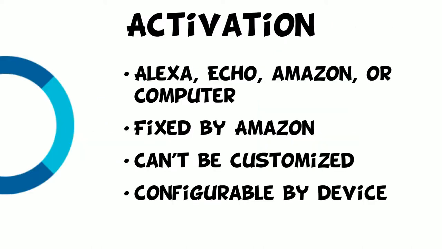Activation words can be these four words only: Alexa, Echo, Amazon, or computer. They are fixed by Amazon and can't be customized. But they are configurable by device. So if you have two Echo Dots in your house, for example, you could configure one to be Alexa and the other one to be Echo. In fact, that's a really good idea unless you want to create an echo chamber in your house.